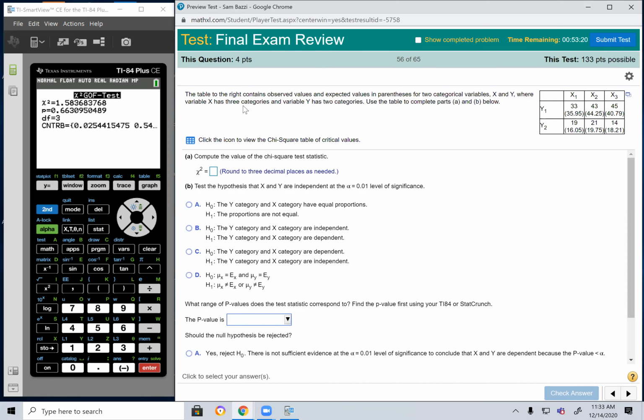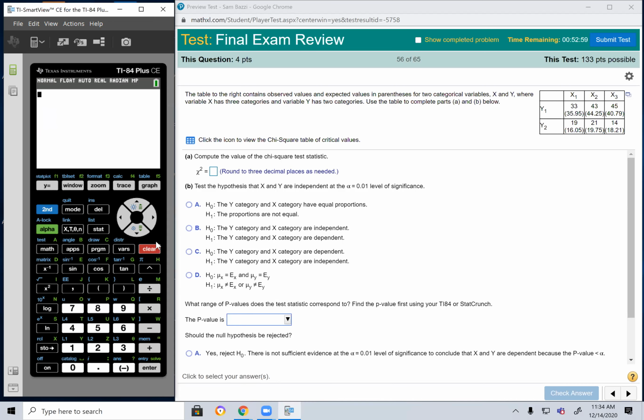The table to the right contains the observed values and expected values in parentheses for two categorical variables. When you have something like that, this is a section on the independence test, where variable X has 3 categories and variable Y has 2 categories. Compute the value of the test statistic.